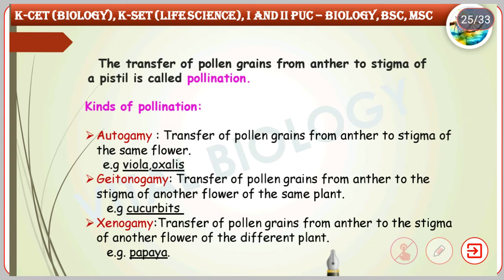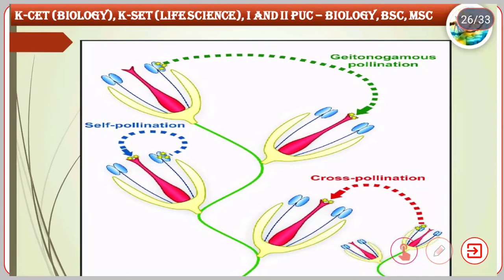Just understand this very easy topic. An example for xenogamy is papaya. So this much is about some pollination. Next, as I showed you these diagrams, I'll be explaining again now. This is self-pollination, also called autogamy. As I told you, the transfer of the pollen grains from the anther to the stigma of the same flower. In the same flower itself this pollination is taking place.